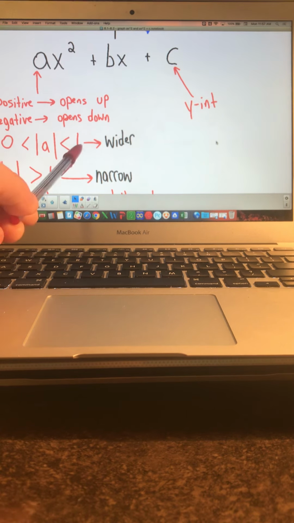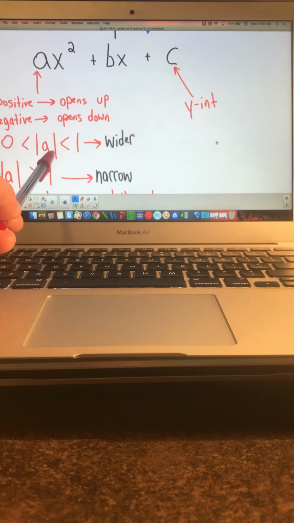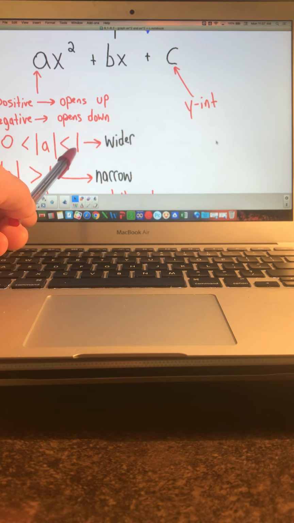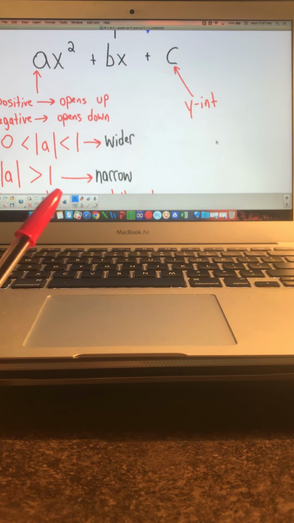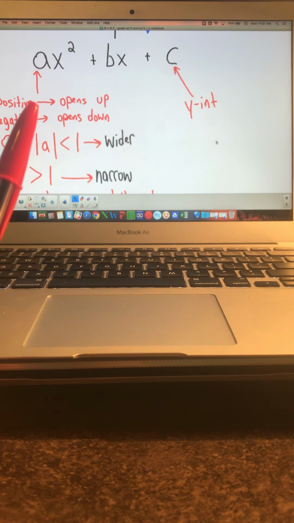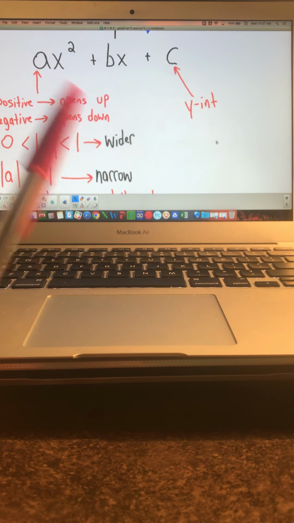All right, so here we go. This is the absolute value of a. All right, if it's in between 0 and 1, all right, these are inequality symbols. So 0 is less than the absolute value of a, which is less than 1. We know it's going to be wider. The graph's going to get wider. That's when we punched in the 0.5, right? The 0.1, it got wider.